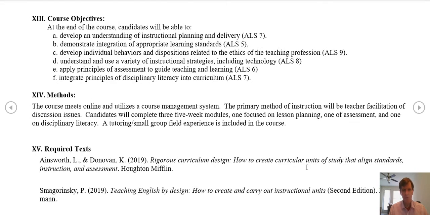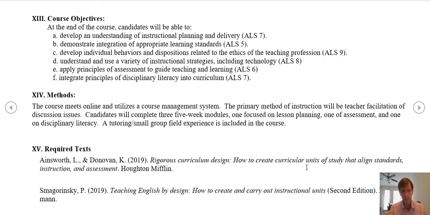By the end of this course, I want you to have an understanding of curriculum planning, of teaching delivery, the Arkansas state standards, what it means to be a professional teacher, what it means to be involved effectively in assessment and disciplinary literacy. You can see our 2 courses.